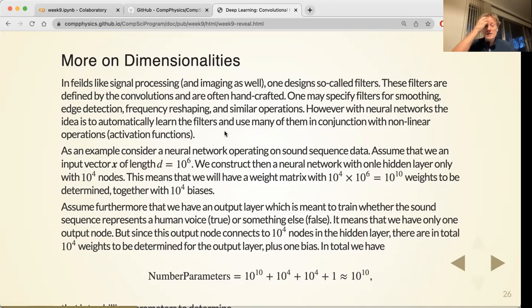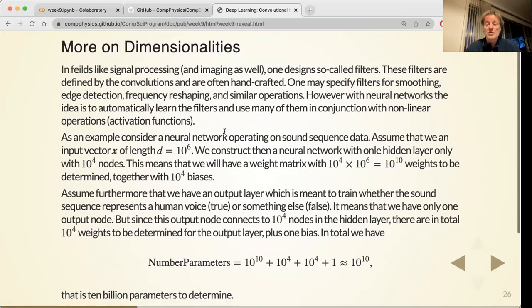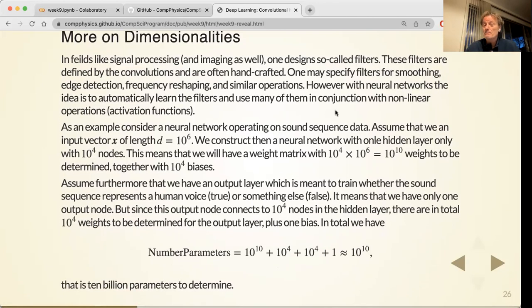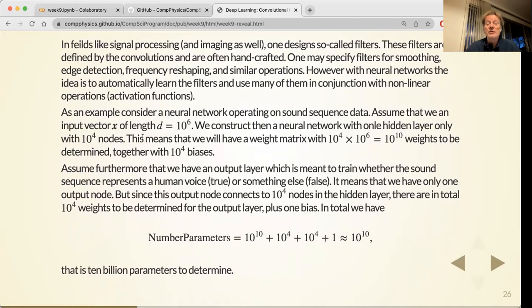Now, if you take the neural network operation on a sequence of, let's say, sound data, you can assume that you have an input vector with a length of 10 to the 6th, and then you construct a neural network with only one hidden layer with 10 to the 4th nodes. That means you will have a weight matrix with 10 to the 10th weights to be determined, together with 10 to the 4th biases.